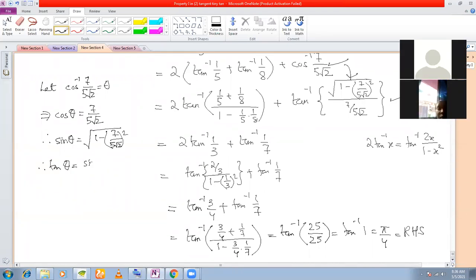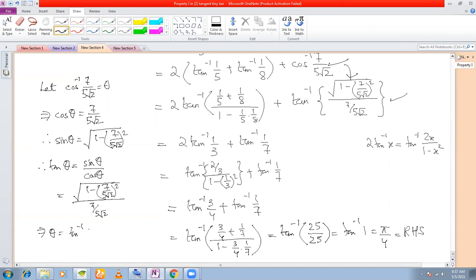So what is tan theta? Tan theta is sin theta by cos theta, which is root over of 1 minus 7 by 5 root 2 whole square divided by 7 by 5 root 2. And therefore what is theta here? Theta will be tan inverse of root 1 minus 7 by 5 root 2 square divided by 7 by 5 root 2.